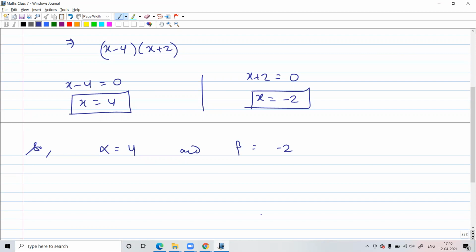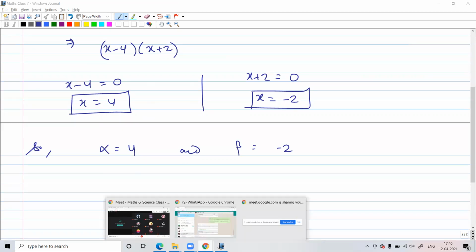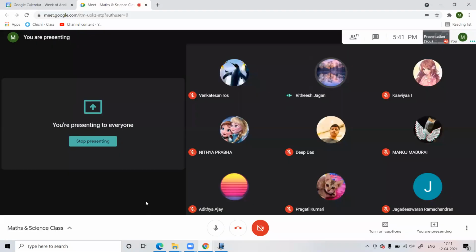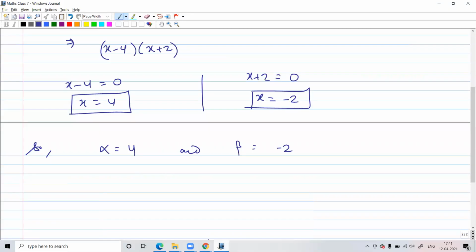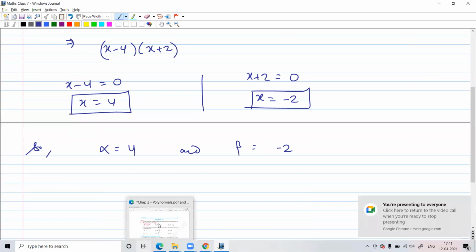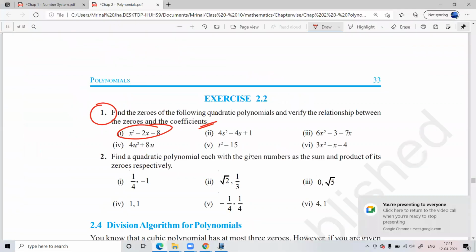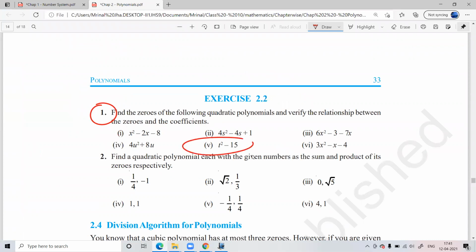Next one, who asked the next question? Sir, yes, Ritesh, tell me. Fifth one, sir. First question, fifth part. Yes, sir. Okay. This one, t square minus 15. Yes, sir.